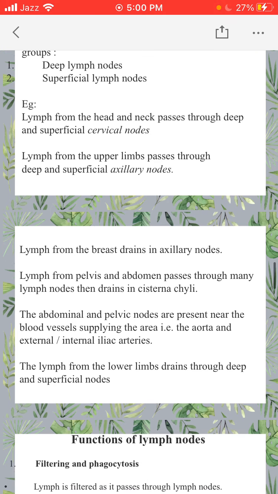The abdominal and pelvic lymph nodes are present near the blood vessels, for example, the aorta and the external and internal iliac vessels. Lymph from the lower limbs drains into the deep and superficial lymph nodes, the inguinal lymph nodes.